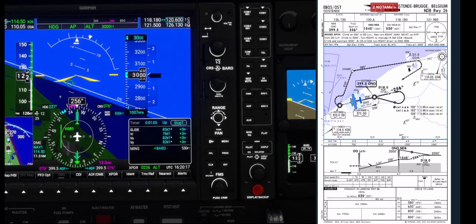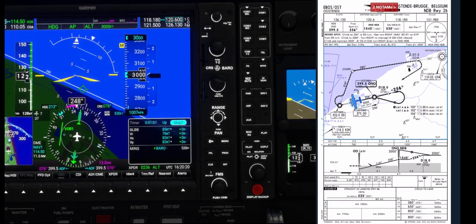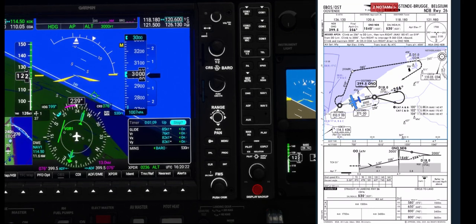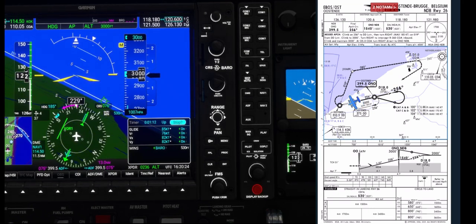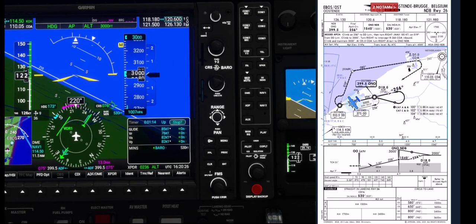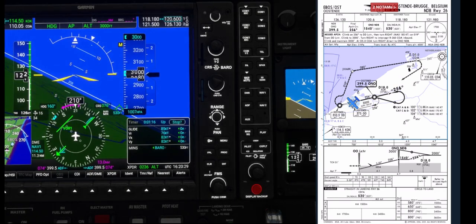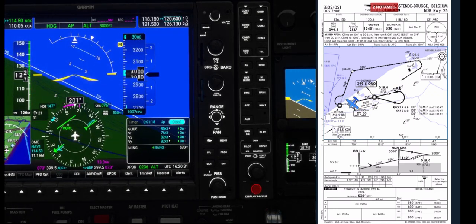After 1 minute, start the turn back to the NDB. You are cleared by the ATC for the NDB approach runway 26. Switch on the taxi light as a reminder of the clearance and perform the approach checklist. The descent checklist has been done when clearance to descend was received.